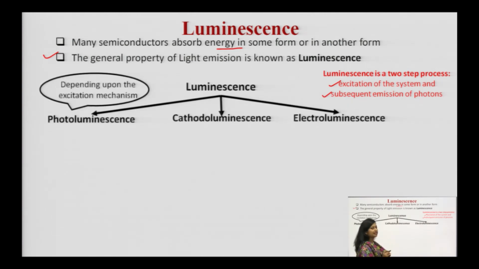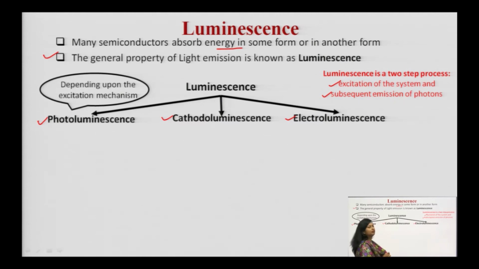Depending upon the excitation mechanism, luminescence is of three types. See, in the case of excitation of the system, depending upon the material, there are various categories of luminescence. The three major categories are photoluminescence, cathodoluminescence and electroluminescence. I hope you are very clear with all these three terms, but let us revise if you are not aware of them.